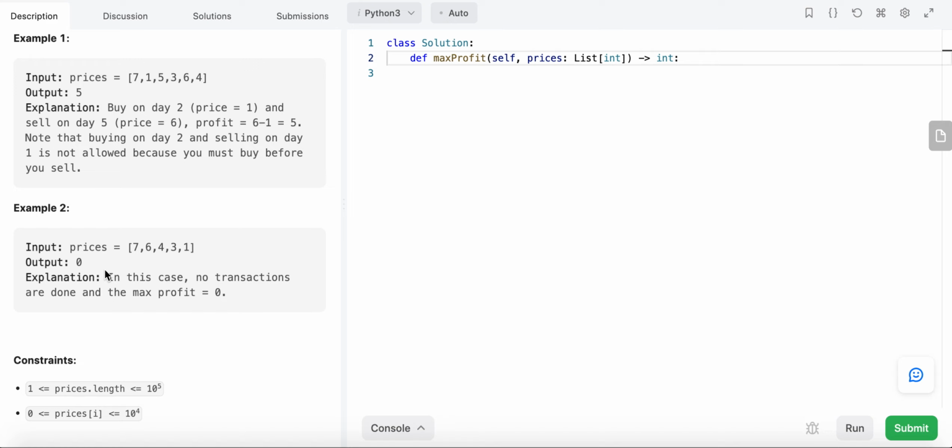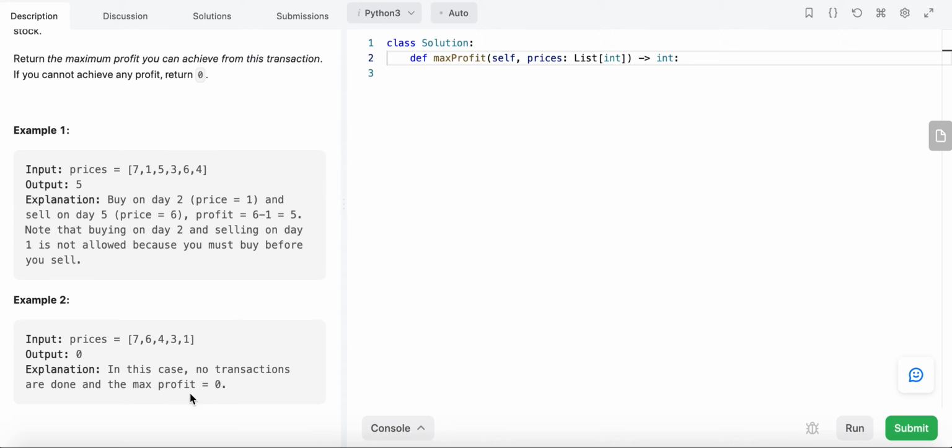In example 2, prices equals [7,6,4,3,1]. It's a decreasing array. In that case, the output is 0. Because no transactions are done, according to the problem statement, the max profit is 0.